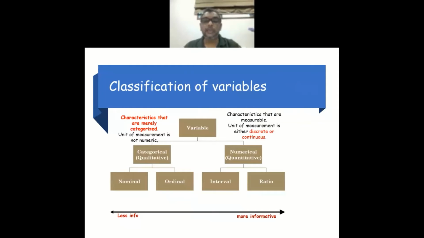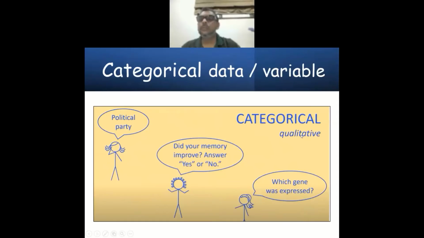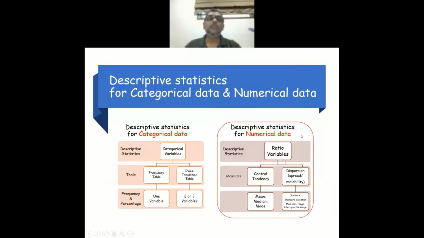So, classification of variables. We have two kinds of research study. I told you we have qualitative and quantitative. And in quantitative, we are looking for interval and ratio data. As you can see here, the arrow shows it's more informative, so you can get more information from your data. These are certain examples.